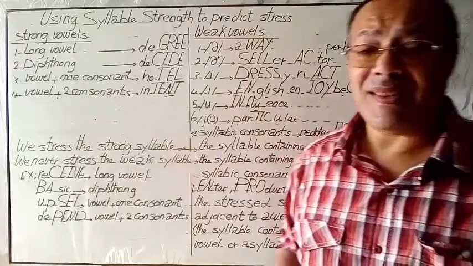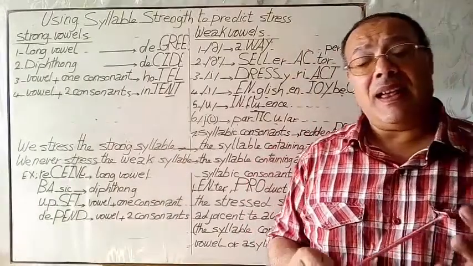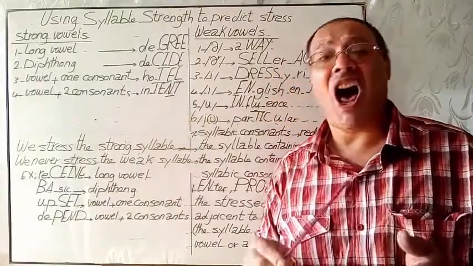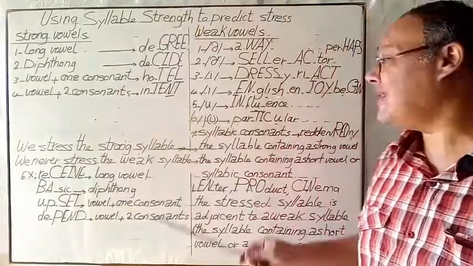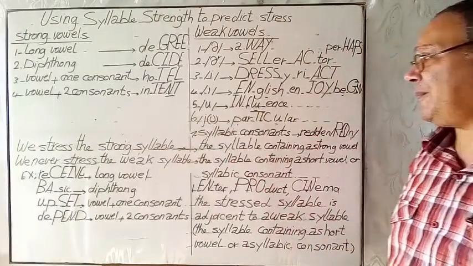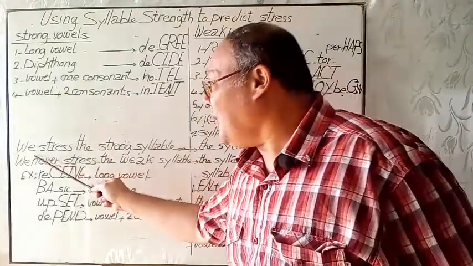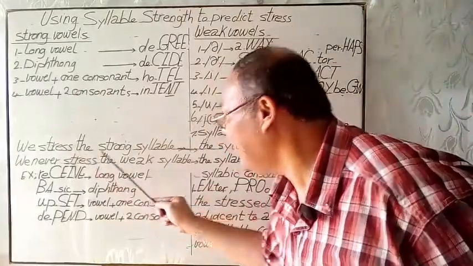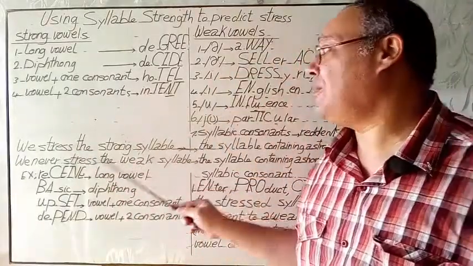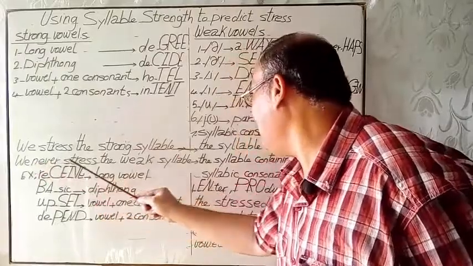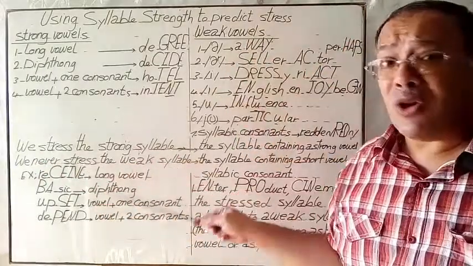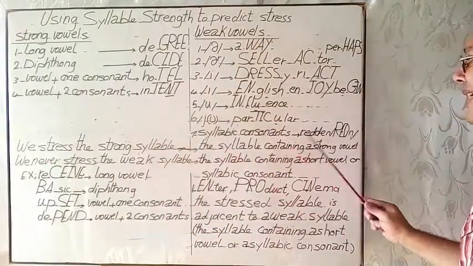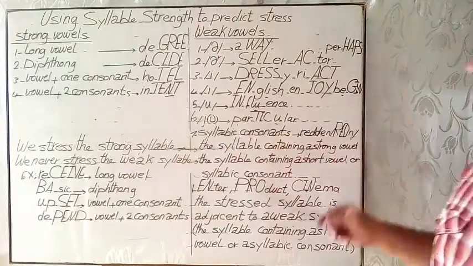We have M, N, L, R. They are all syllabic consonants. We stress the strong syllable. What is meant by a strong syllable? The syllable containing a strong vowel.